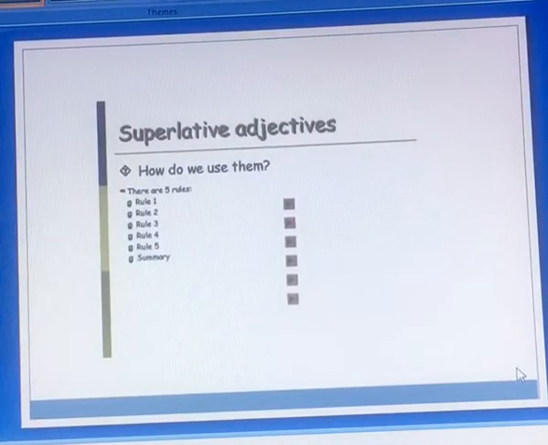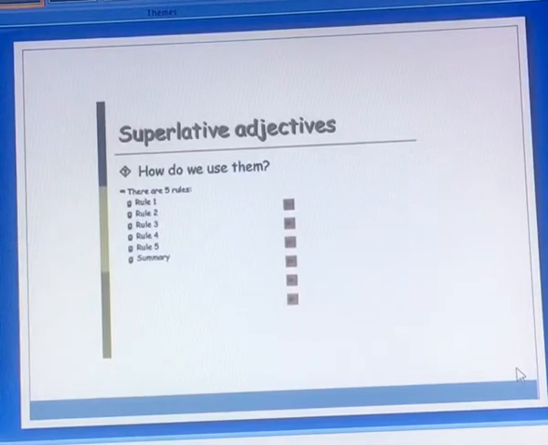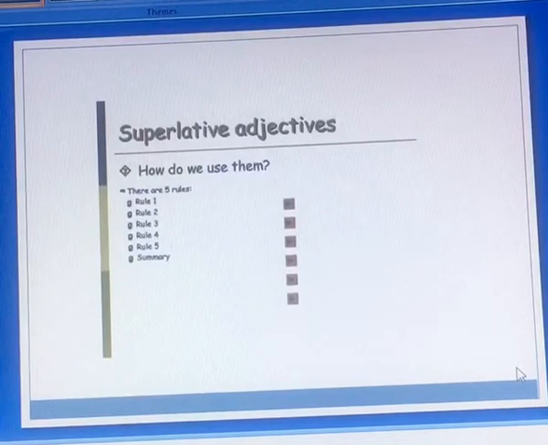How do we use superlative adjectives? There are 5 rules to use superlative adjectives and we will look at them now.